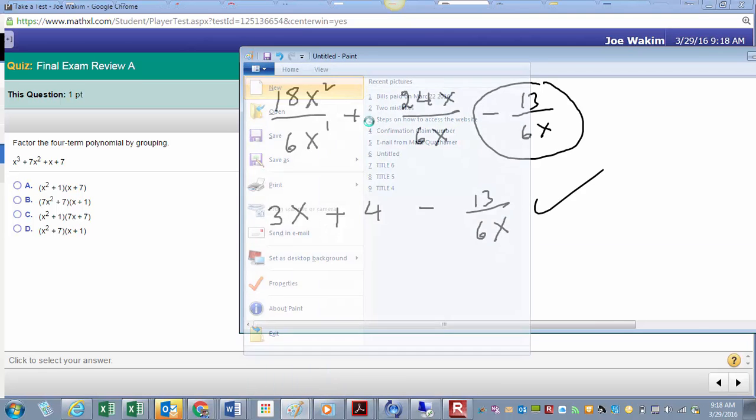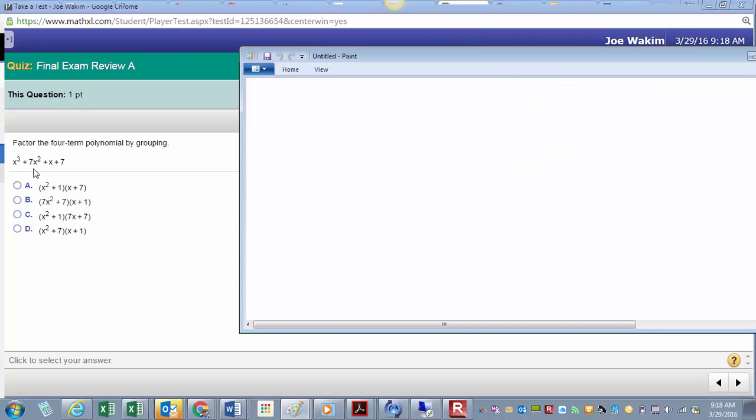We look at the first two, x cubed plus 7x squared. What's the common factor? Here we have x times x times x. Here we have x times x. So only 2 x's are common, so that's going to be x squared is the common factor. What's left from the first term? X squared times what will give me x cubed? How about x to the power 1? Because 2 plus 1 is 3.